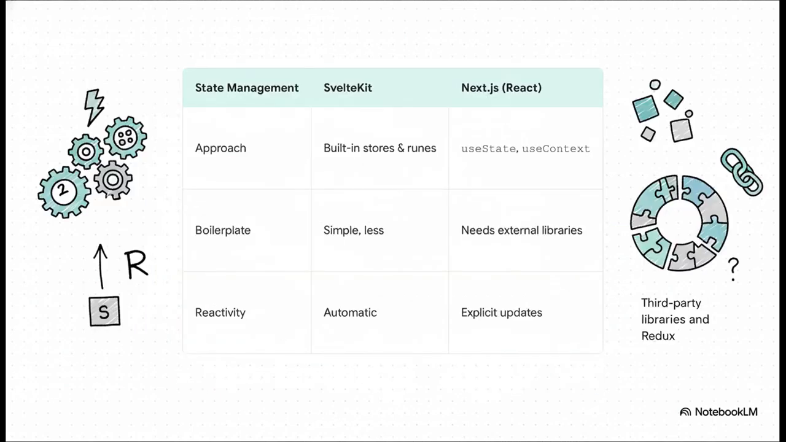And a huge piece of that developer happiness is state management. Handling all the data that changes in your app. SvelteKit has these beautiful built-in solutions like stores and the new rune system. With Next.js and React, you get the basic building blocks like useState and useContext, but for anything even slightly complex, you're probably going to be reaching for a third-party library like Zustand or Redux. Svelte's approach just feels way more integrated and has a lot less boilerplate.